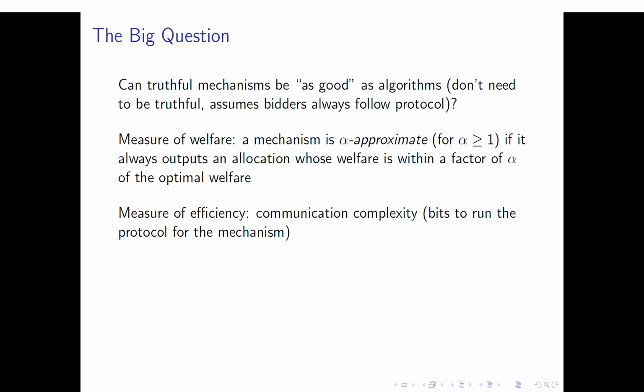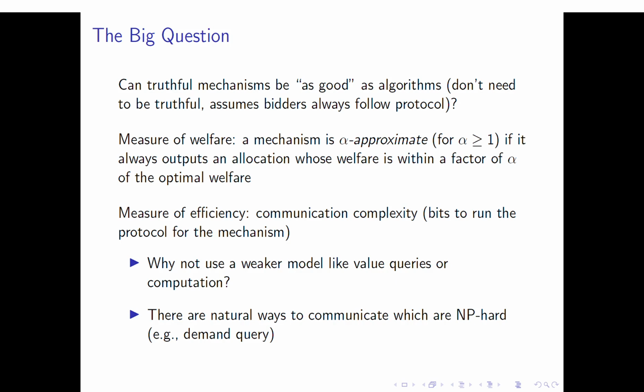The measure of welfare we'll be using is the approximation ratio, where a mechanism is alpha approximate for some alpha greater than 1 if it always outputs an allocation whose welfare is within a factor of alpha from the optimal welfare. And the measure of efficiency we'll use is the communication complexity, which is the number of bits we need to send to run the protocol for the mechanism.